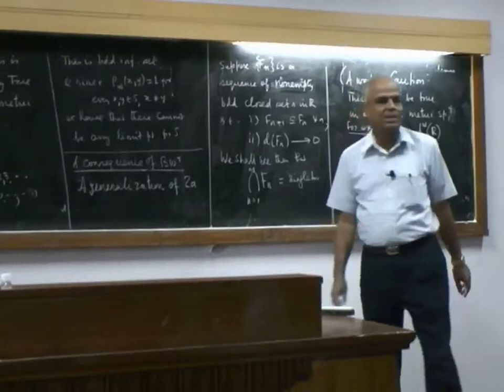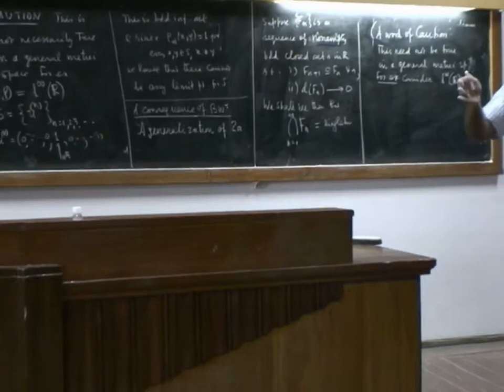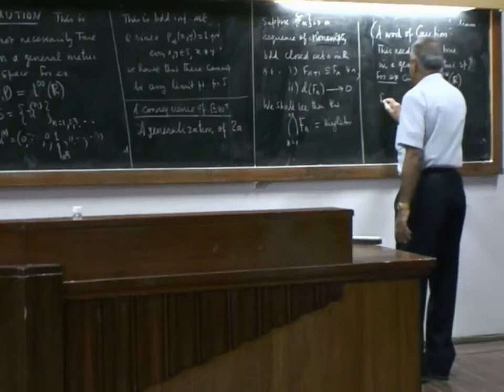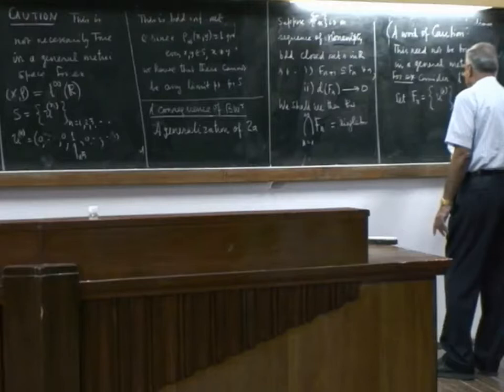Nobody is there finally. Nobody can be there, because if you take somebody, he is removed after some time, so he cannot be in the intersection. Okay. So let Fn be equal to the union of uk, k greater than or equal to n, where u1 is greater than or equal to n.